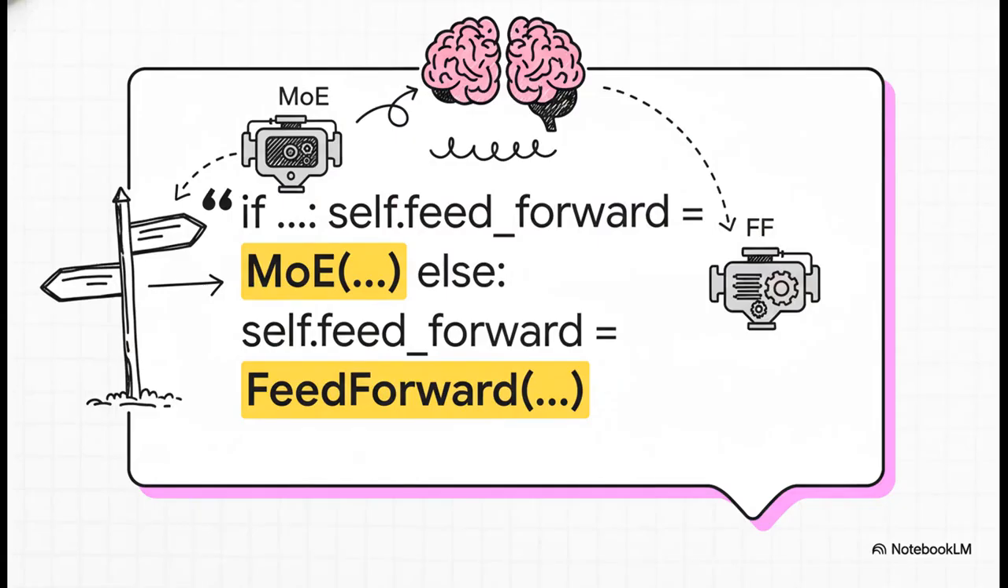And you can see this choice perfectly in the code. This if-else statement is literally a fork in the road. Based on the rules, it just asks, hey, for this layer, should we be using a mixture of experts? If the answer is yes, boom, it builds an MoE engine. If not, it builds the standard feed-forward one. Just think about that. This means an AI can have different types of thinking engines at different depths of its own mind.